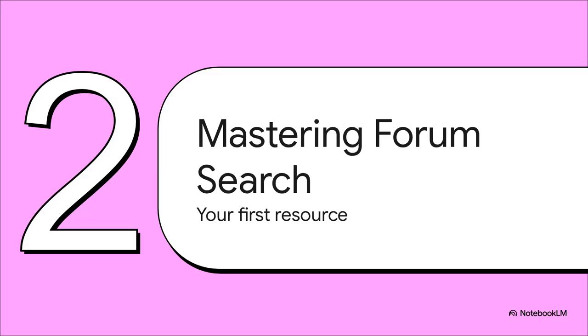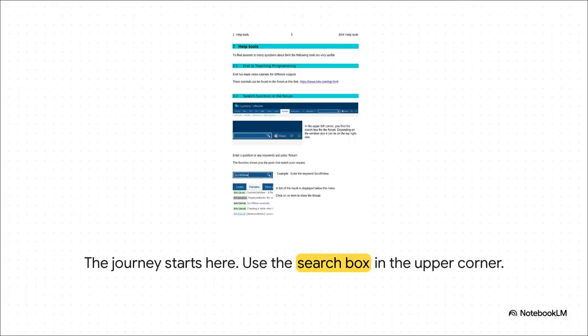Okay, so let's talk about that number one resource, the B4X forum. You know, it's so much more than a place to ask questions. It's this huge, searchable library of knowledge. Let's break down how to use it like a pro. Everything kicks off right here on the main forum page. Just look for that search box up in the top corner. That's mission control. All you gotta do is type in your keywords, maybe a class name, a piece of an error message, or a concept like scroll view, and just hit enter.